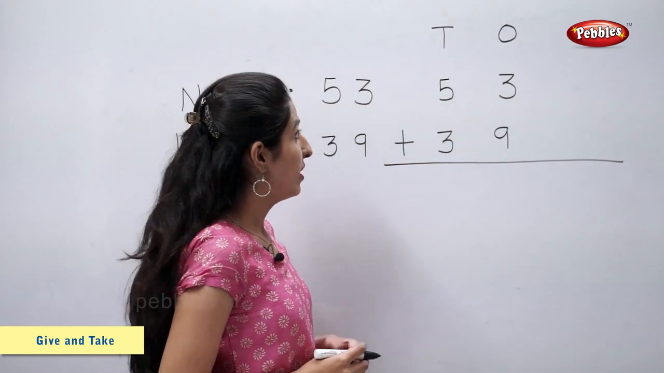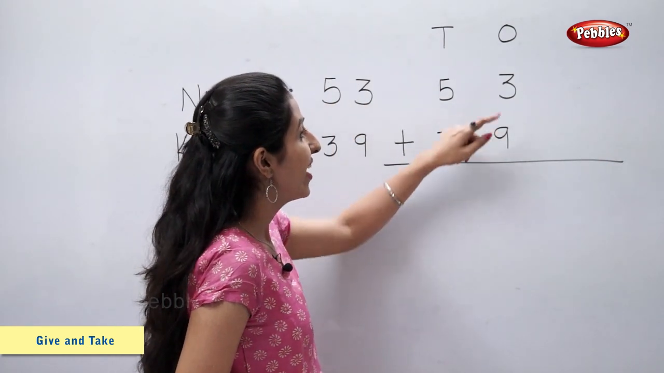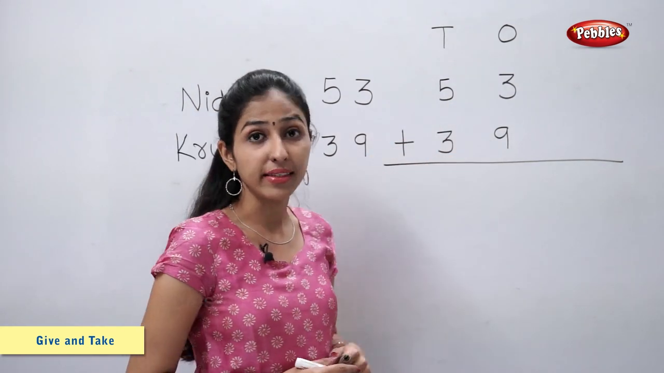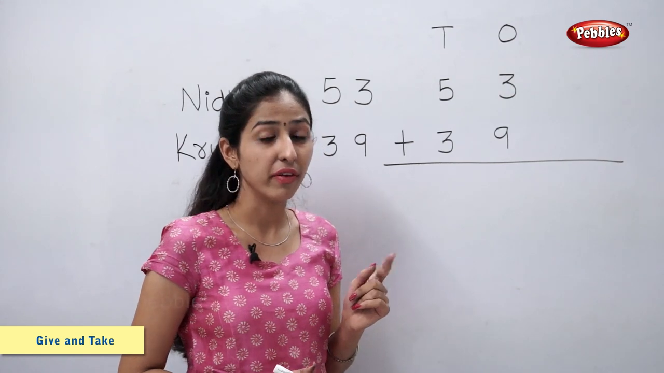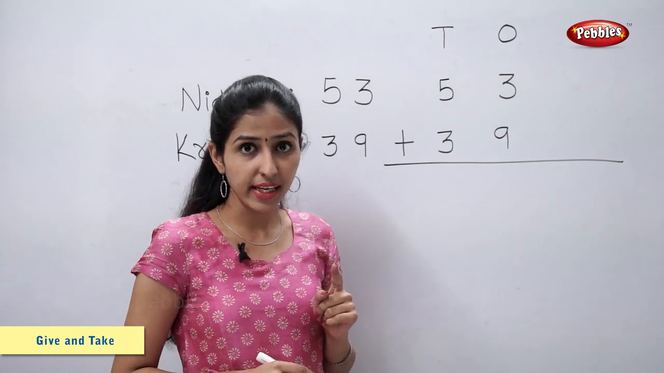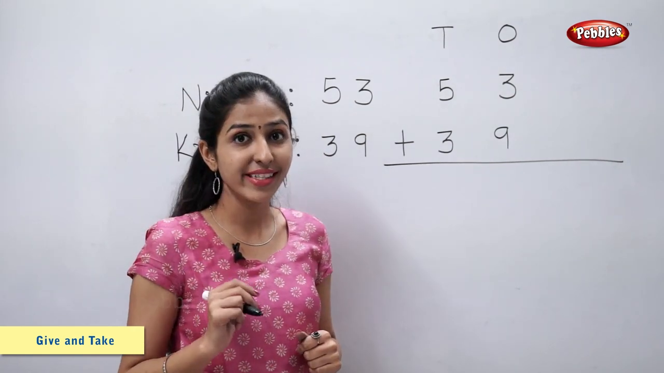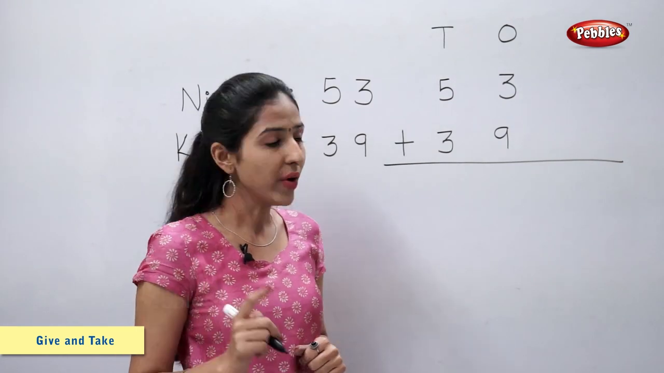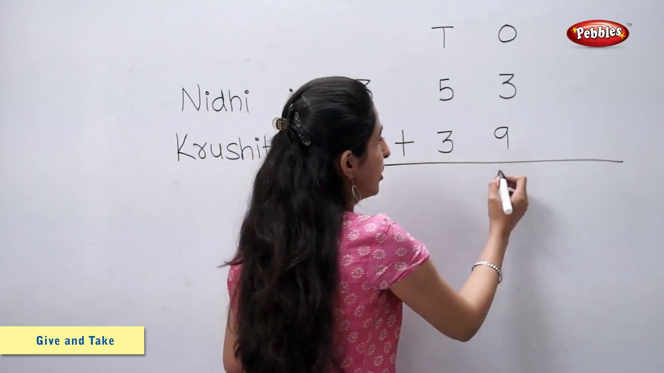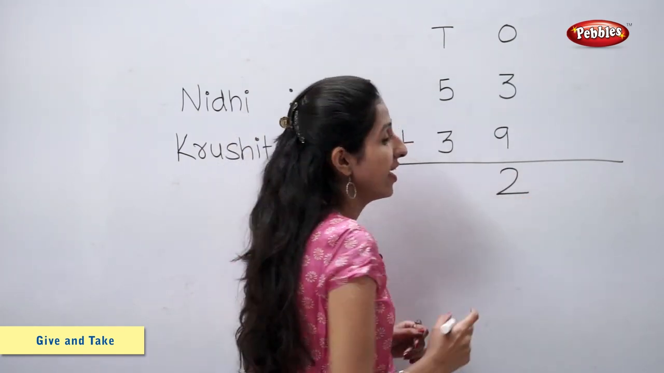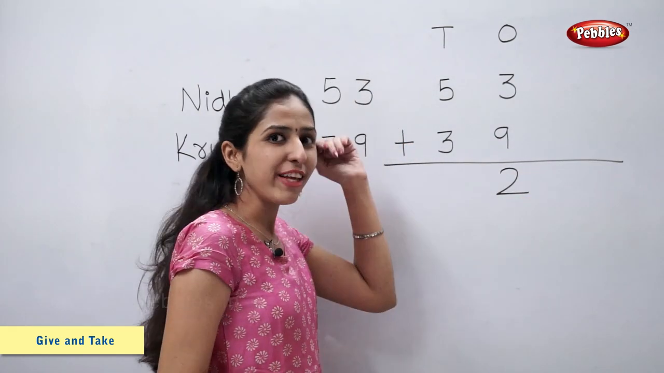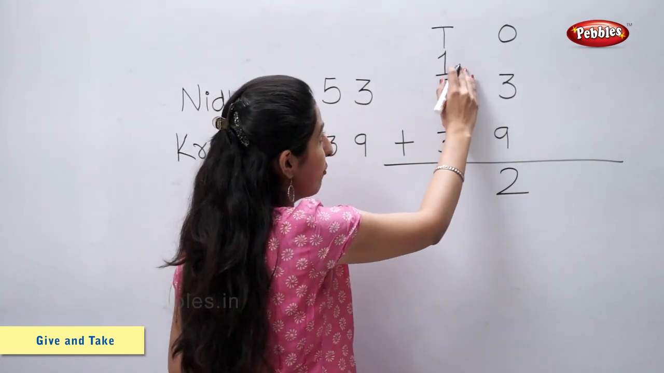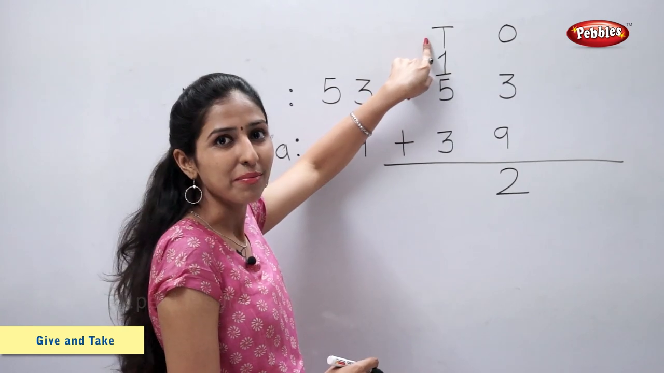Let us first count ones. 3 plus 9 is equal to 12. Now 12 is equal to 2 ones and 1 tens. So I will write 2 here and 1 carry forward in the tens column.